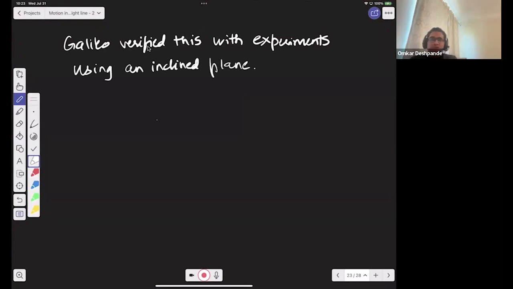So what you do is, you have an object, a particle, that is freely falling, but its motion is slowed down because it's coming down a ramp instead of falling vertically down, which was too fast for Galileo to measure. So what he did is, well, there are two ways you could do this, right?